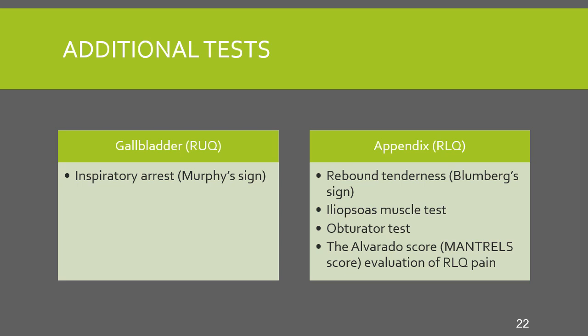And then in your book, there's the Alvarado score, which is the Montreal score also, which evaluates right lower quadrant pain and lets us know how likely it is that the person has appendicitis.